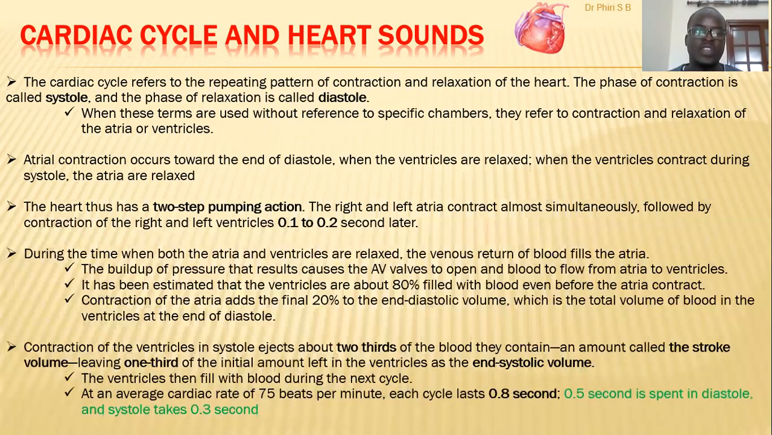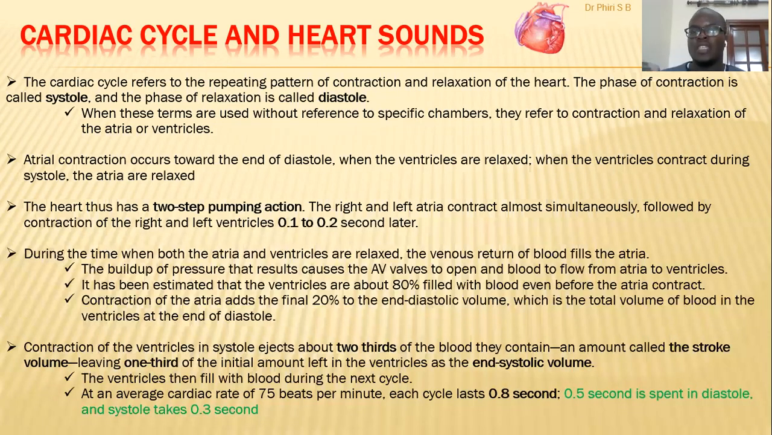The contraction of the ventricles in systole then ejects about two-thirds of the blood they contain. So two-thirds of the end diastolic volume is ejected into the aorta when the ventricles contract. This amount of blood that is ejected into the aorta is called the stroke volume. So the stroke volume is the fraction of the end diastolic volume that is ejected into the aorta and the pulmonary trunk, if you want. The ventricles then fill with blood during the next cycle.